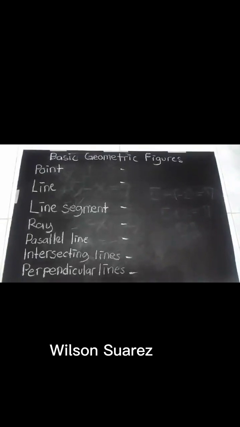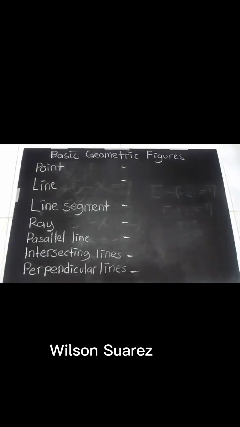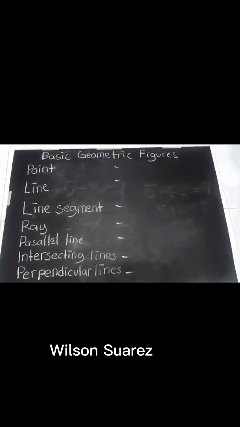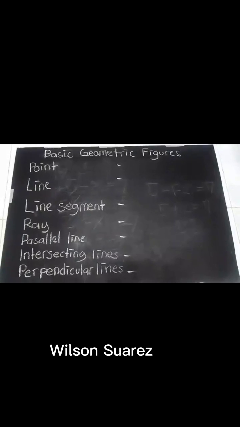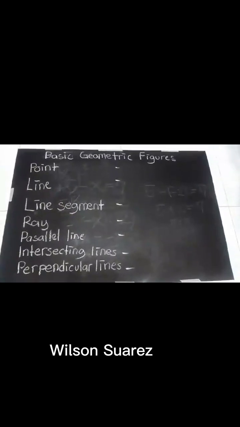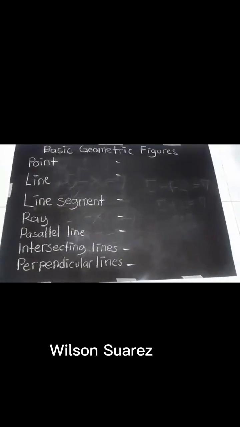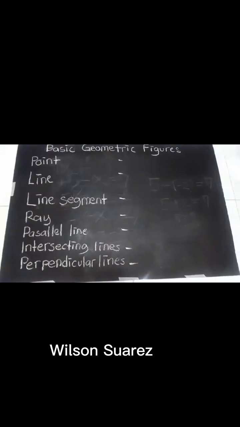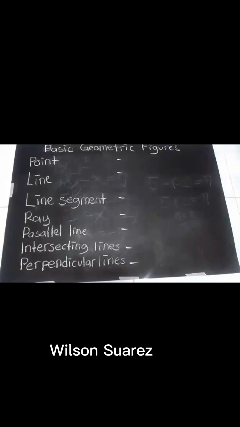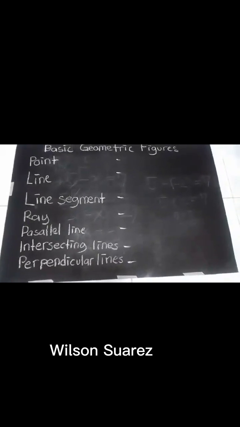Basic geometric figures. Then we have 6 geometric figures. First is a point. Second, line. Third, line segment. Fourth, ray. Fifth is parallel lines. Sixth, intersecting lines. Last is perpendicular lines.